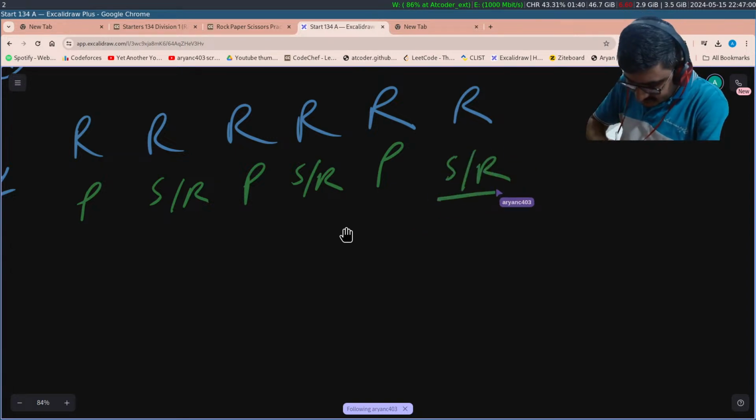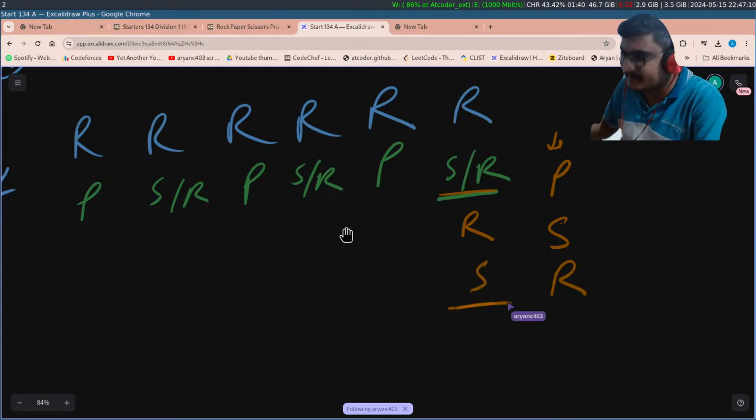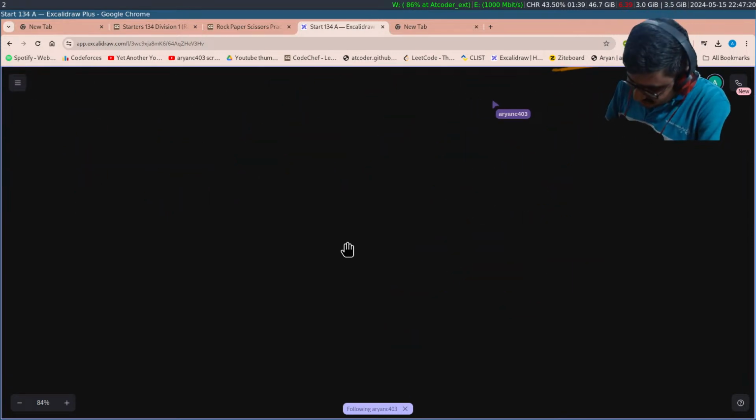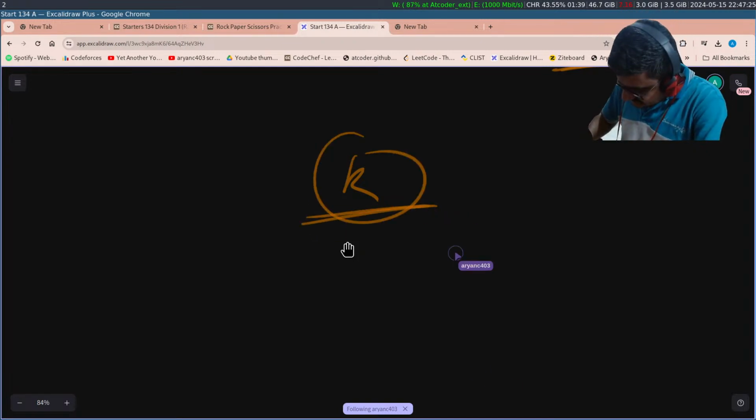If there is a need to play paper, then we can do whatever we want. If there is a need to play scissors here, then we can play rock here. And if there is a need to play rock here, we can play scissors here. So what we can notice is that if Roku plays the same move k times, then the number of wins we can get is k divided by 2, and take the ceil if required.